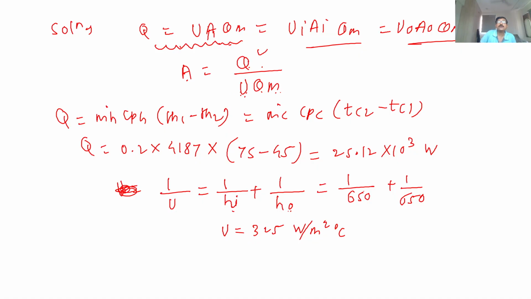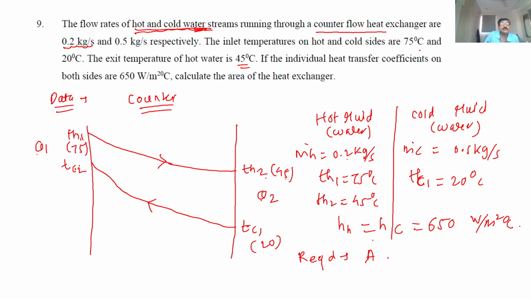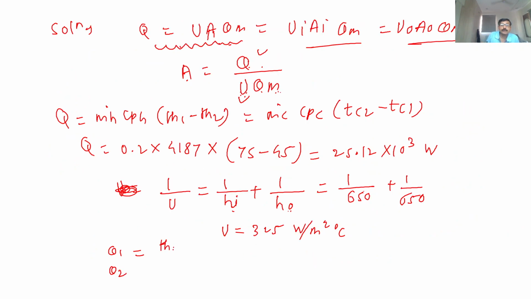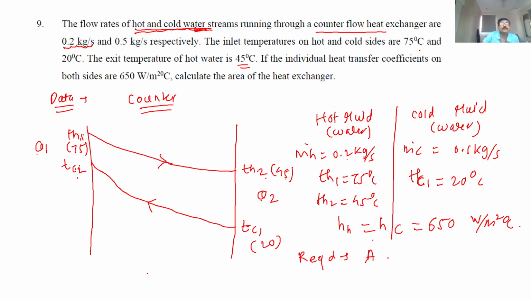Now I got Q, I got U. Now theta M. For theta M, I require theta 1 and theta 2. So what is theta 1? Theta 1 means temperature difference at entry. What is that? TH1 minus TC2, because it is counter flow. TH1 minus TC2. And what is theta 2? TH2 minus TC1. This is theta 2.